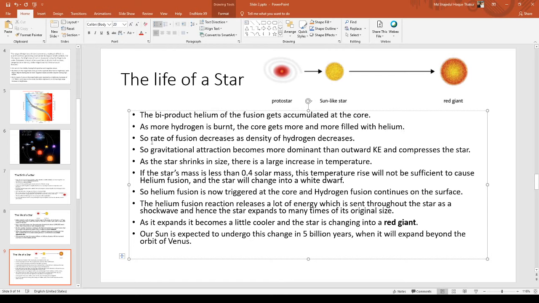The rate of fusion decreases as the density of hydrogen decreases. What is happening? Rate of fusion means simply how many fusion reactions are occurring per second, like rate of collisions. So the rate of fusion decreases. Why does it decrease? As the density of hydrogen decreases. Understand this. You have a ball filled with... actually, I'm going to draw this for you guys to have a better understanding.